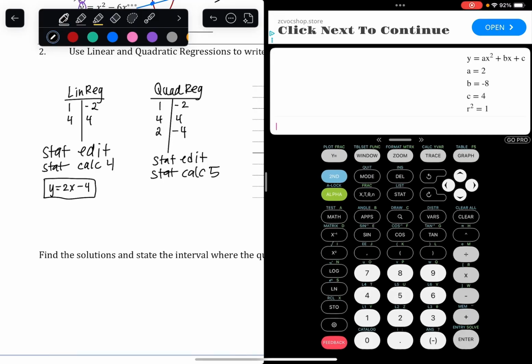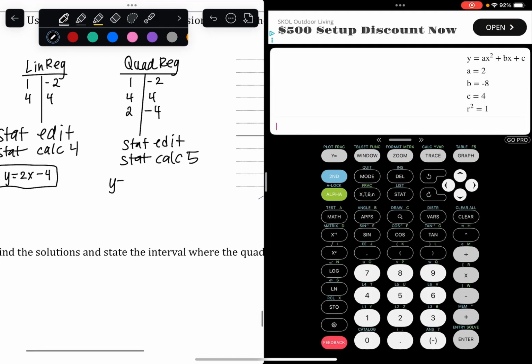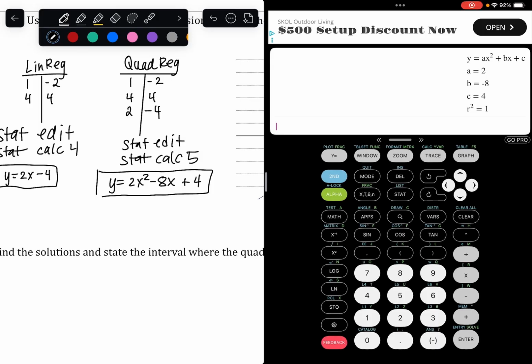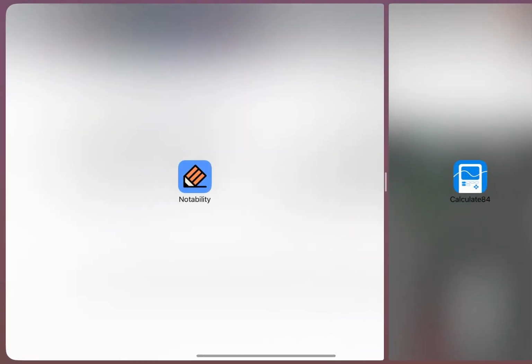Okay, and so here they're giving us ax squared plus bx plus c. So y equals 2x squared minus 8x plus 4. They're giving me the a, b, and c values. They're always going to give you the equations in standard form, and then for LinReg, they're going to give you slope-intercept form.